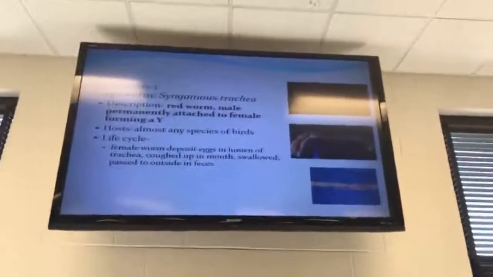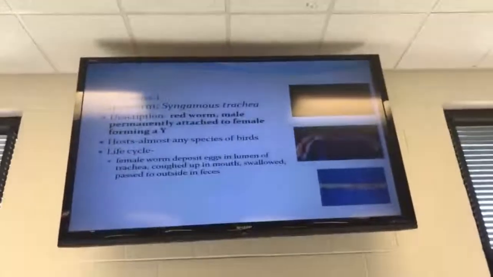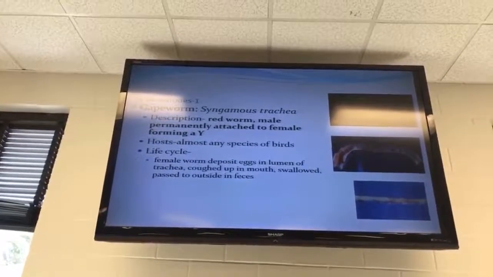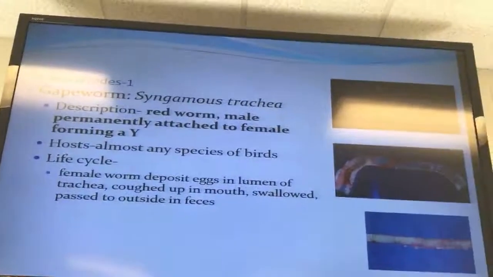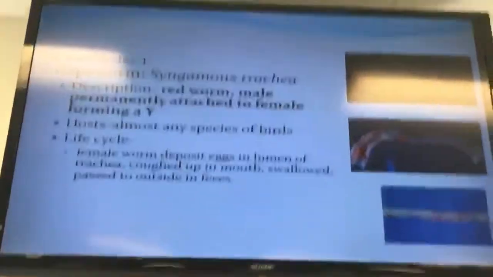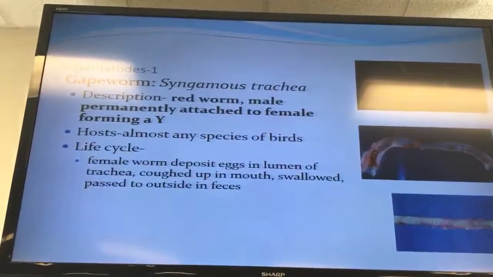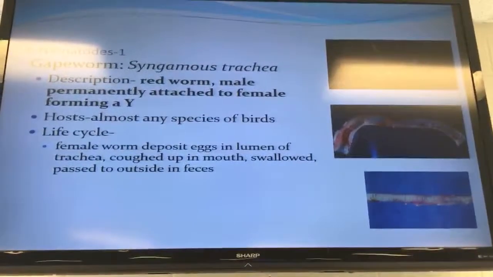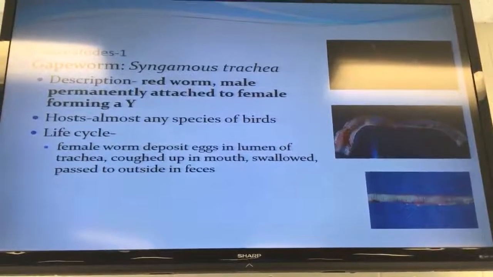Now, one thing that's unique about this that you should remember is that the male and the female are attached in a permanent state of copulation. They're attached to each other. They can look, but they can't touch, okay? That's all they can do. They're shaped like a little red Y. So one of those little legs is the male. Most of it is going to be the female, and the male is just hanging off there. So they're Y-shaped, they're red, and they're in a permanent state of copulation.